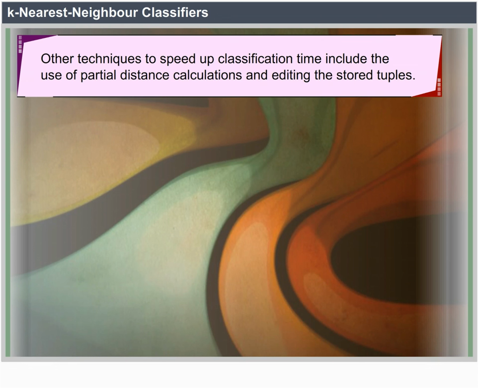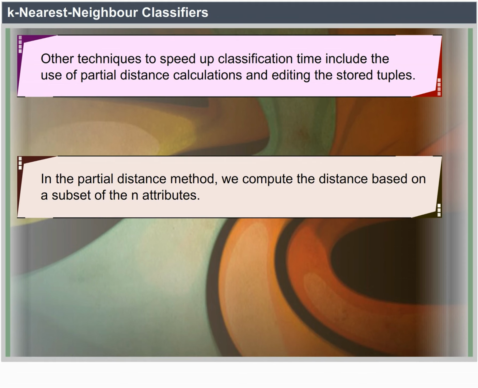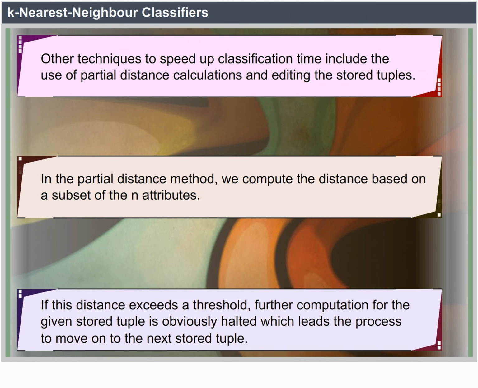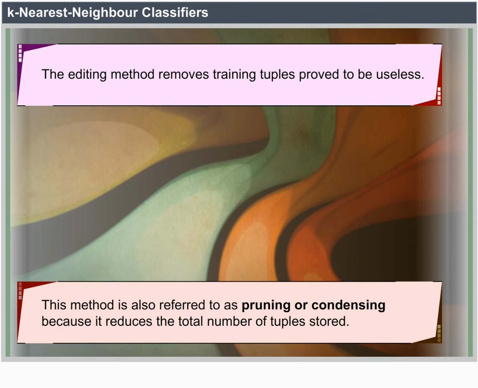Other techniques to speed up classification time include the use of partial distance calculations and editing the stored tuples. In the partial distance method, we compute the distance based on a subset of the n attributes. If this distance exceeds a threshold, then further computation for the given stored tuple is halted, and the process moves on to the next stored tuple. The editing method removes training tuples that prove useless. This method is also referred to as pruning or condensing because it reduces the total number of tuples stored.